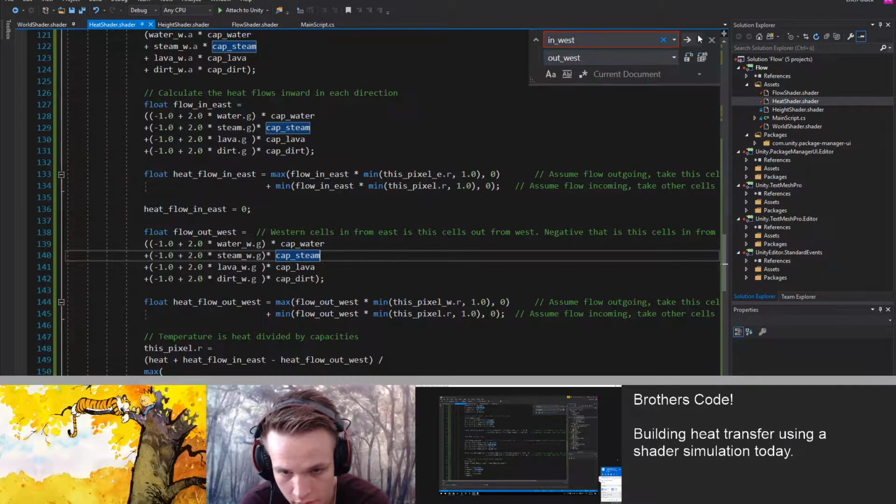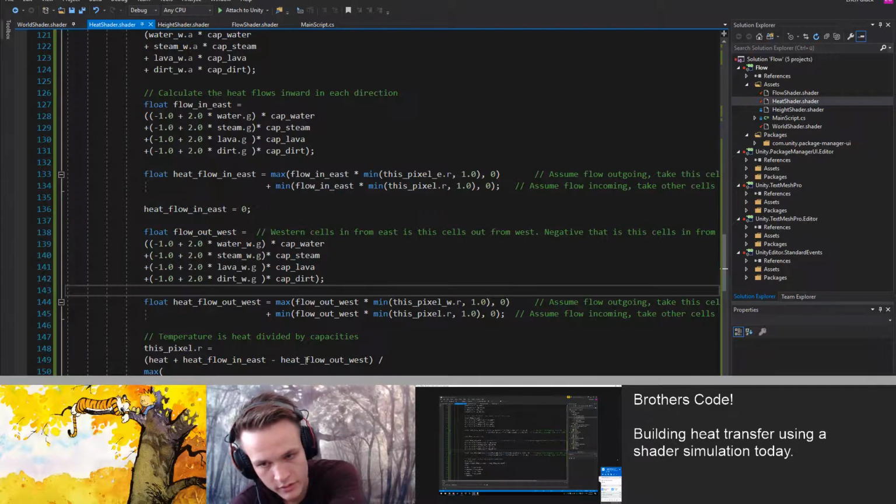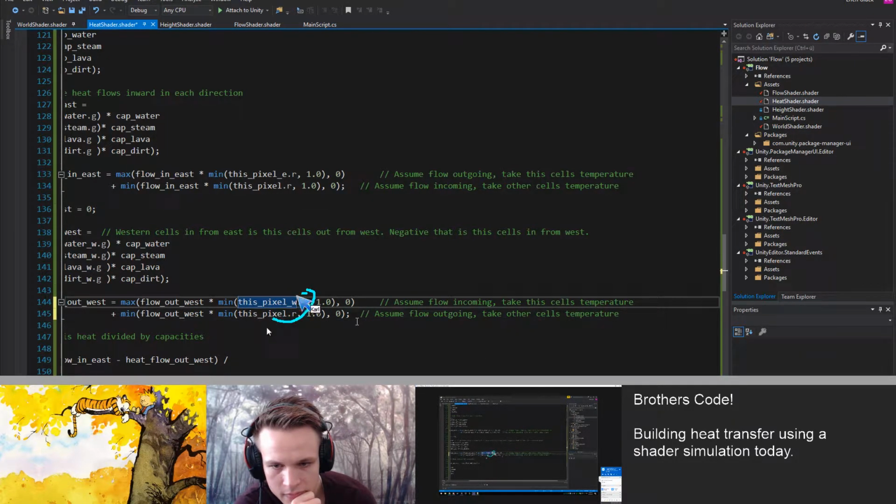Then out west comes from this pixel. I mean, we're just reversing all the logic, but I don't know, this shouldn't do anything. So the other piece is where you assume the flow outgoing, like in this min here in the middle, in this piece. I think as well.